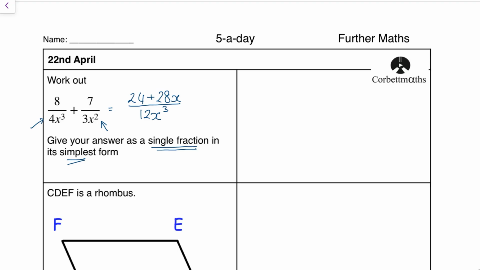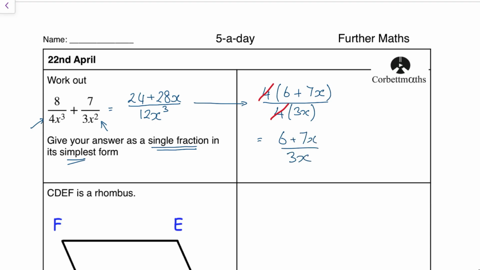And on the face of it, that's it, but it's not, because I've noticed I can factorise the top, and I think that will cancel with the bottom as well. So if I factorise the top, I can divide by 4, so let's take a 4 out, and that's going to give me 6 plus 7x. And if I look at the bottom, I can factorise that down to 4 lots of 3x. I don't really need to write that step, but it's just so you can see what I'm doing, which means I can cancel my 4s. And that ultimately leaves me with a final answer, which I'm going to submit to the examiner, of 6 plus 7x over 3x.